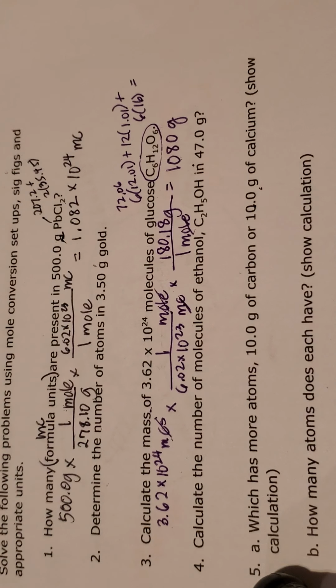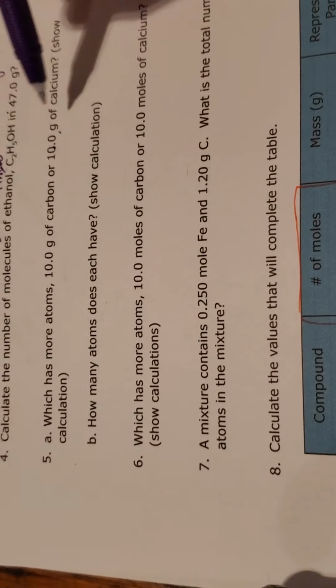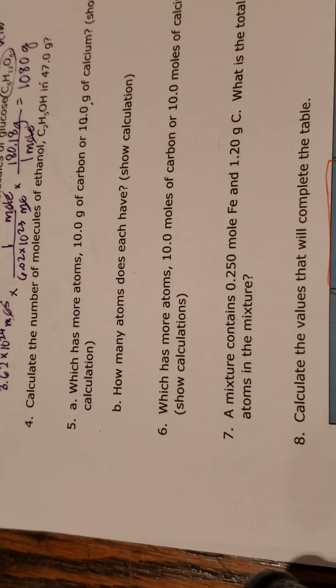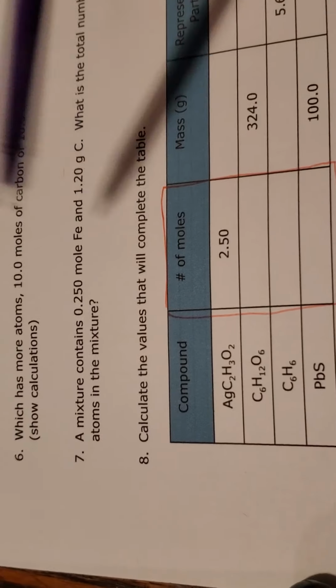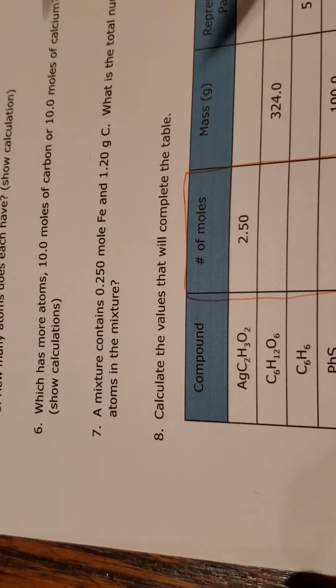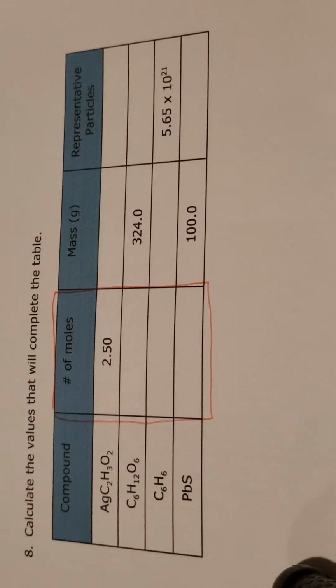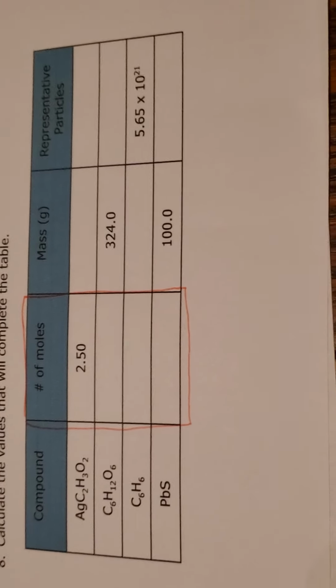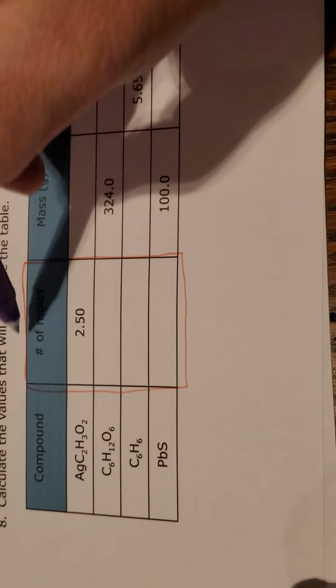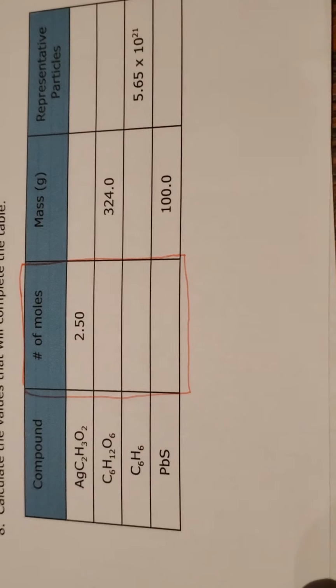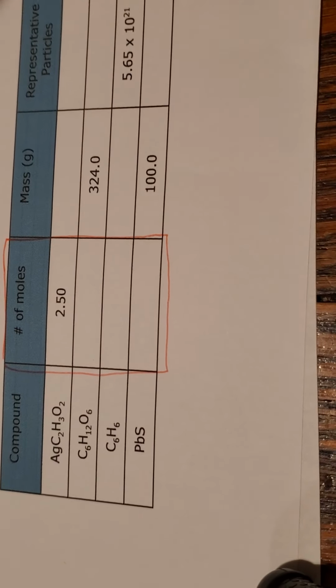All right, so now it starts asking you a couple of other questions, not necessarily classic mole bridge calculations, like which one has more atoms, 10 grams of this or that, and then 10 moles of this or that. Okay, and then some comparisons if you have this many moles of this or how many grams of that. Then you get to this table. This table is kind of a summary of all of our calculations. Now I put a box around the moles because really this is what you need to get to first.